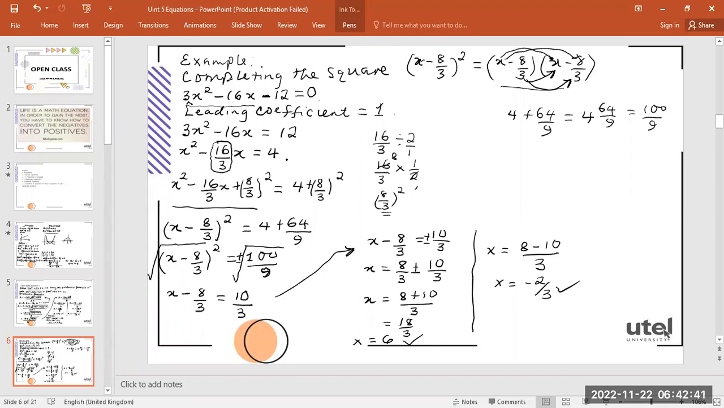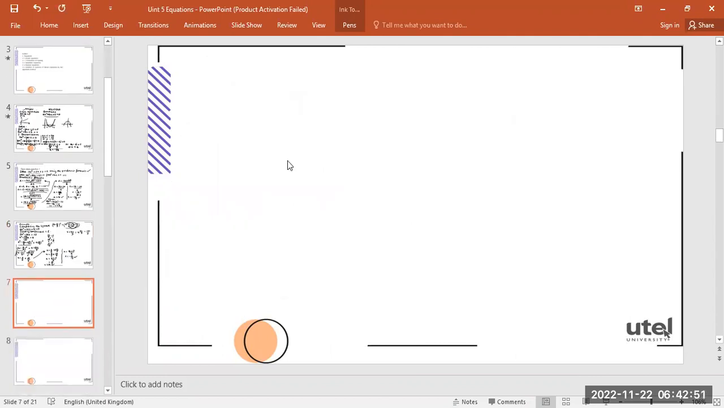It's okay. Now, having talked about quadratic equations, the next thing we shall be talking about before we call it a day is I want us to discuss what we call radical equations. Radical equations.